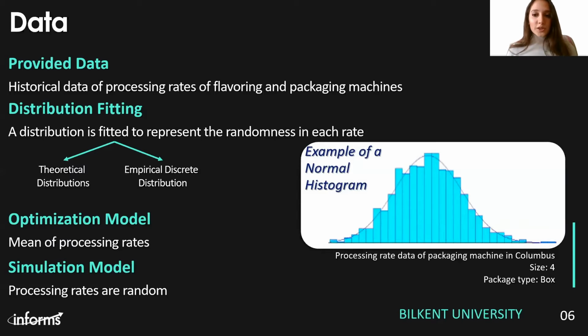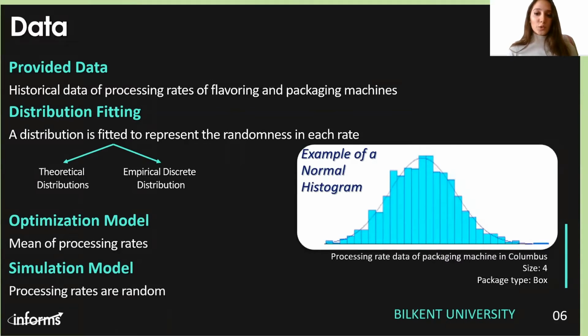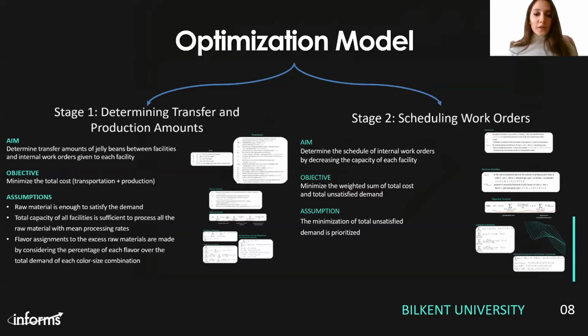The distributions having long tails are truncated so that we don't have too large or negative values for the processing rates. In the optimization models, means of the processing rates are used, whereas in the simulation model, random processing rates from the fitted distributions are used. Now I will describe the two stages of our approach.